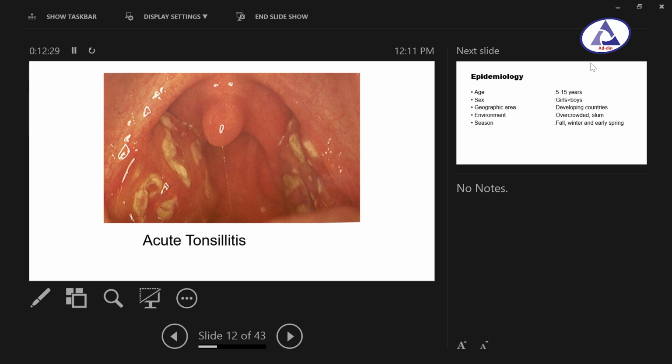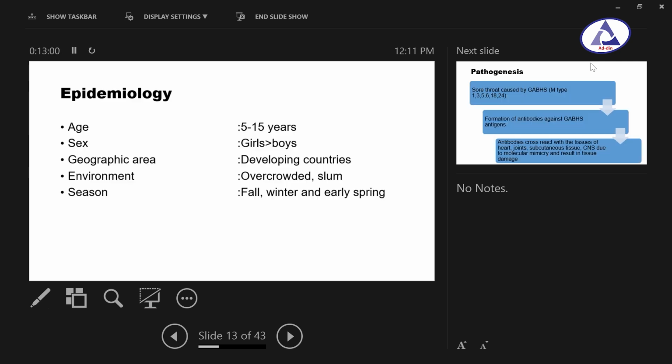This is the picture of acute tonsillitis, because we already showed that group A beta hemolytic streptococcal infection involves the throat. So if the infection occurs at the throat, then it causes an autoimmune reaction, in which the streptococcal antigen is a mimicry of the myocardium of the heart tissue.